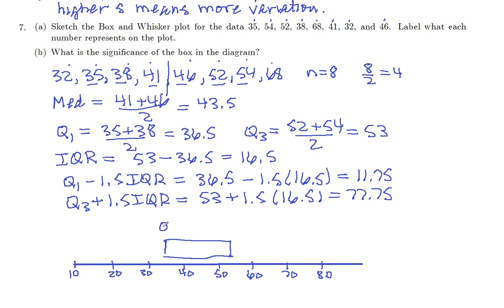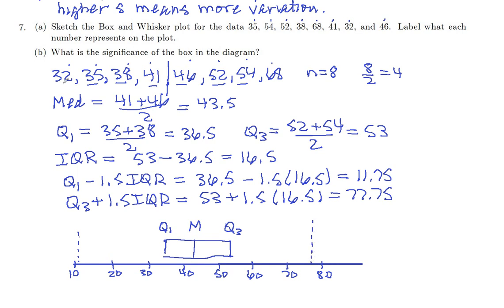So this is Q1, this is Q3, and then we want to mark off that median, 43.5, right here. So that's our median. We'll use a cap M. And then the upper whisker goes up to the highest value that's not an outlier. Well, our outliers are anything past 11.75 and 77.75. So 11.75 would be about right here, and then 77.75 would be about right here.